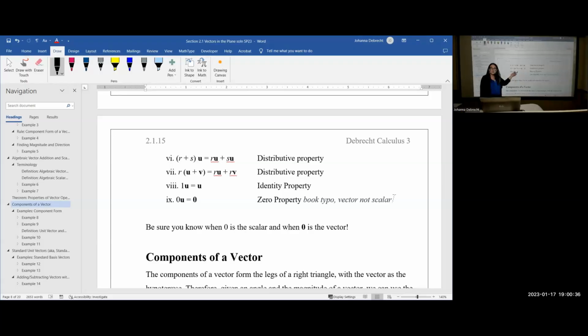We also have the multiplicative identity, which is 1, the scalar 1. 1 times any vector gives you back that vector. And then we have the zero property. And again, this was a typo in the book. They missed some of the boldface. The scalar 0 times a vector is the vector 0. So this should be a scalar. And this should be the 0 vector. And you do want to make sure you know when 0 is the scalar and when 0 is the vector. You need to know which one's which, right?